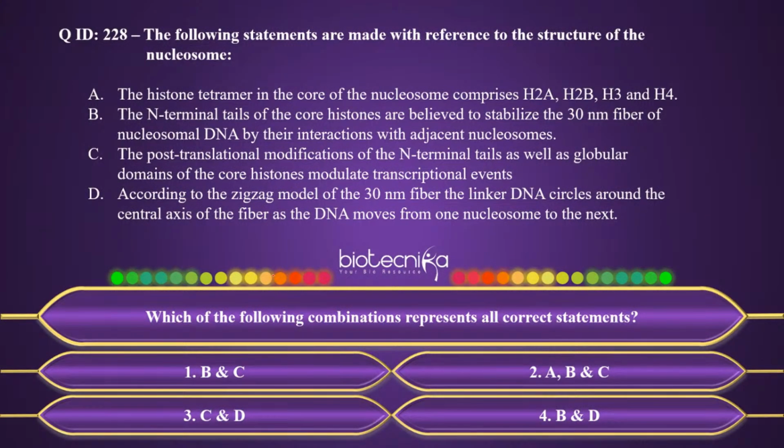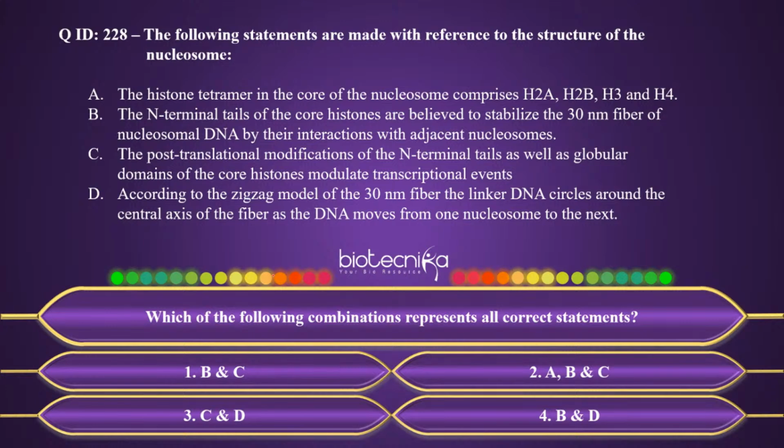Now coming to the question ID 228, right? It says that the following statements are made with reference to the structure of the nucleosome. The first statement says that the histone tetramer in the core of the nucleosome comprises H2A, H2B, H3 and H4. The second option says that the N-terminal tails of the core histones are believed to stabilize the 30 nanometer fiber of the nucleosomal DNA by their interactions with the adjacent nucleosomes.